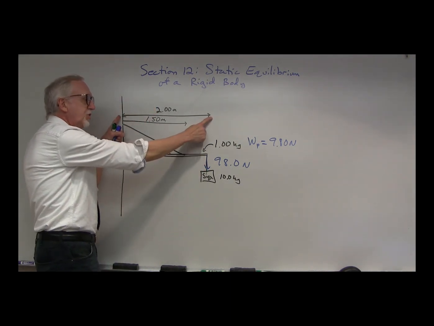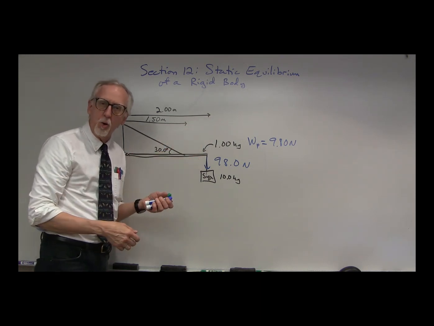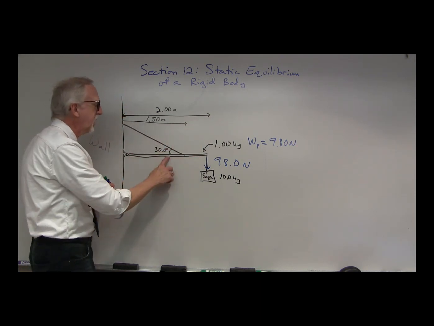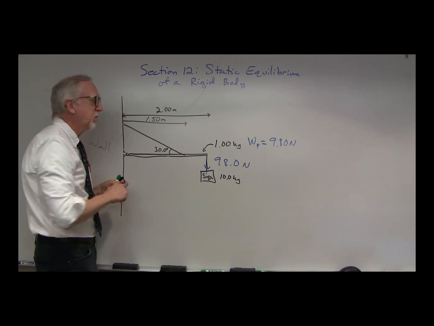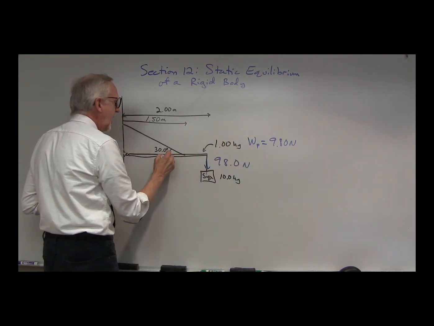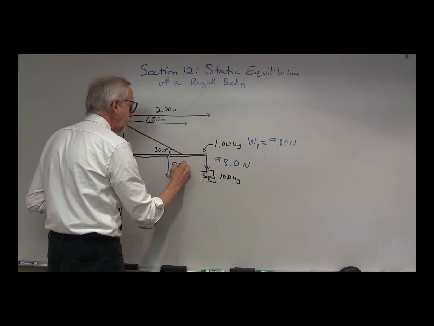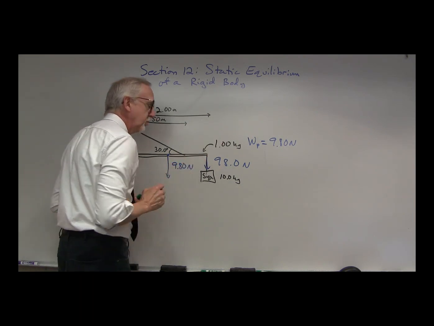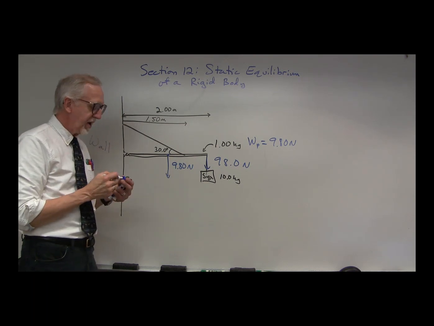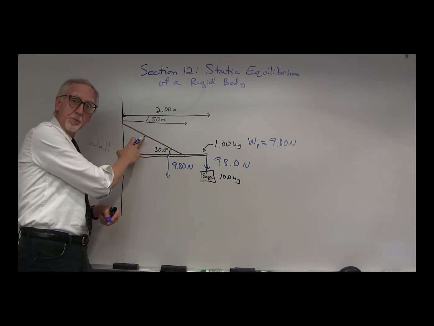Well, where is the center of mass of the pole? Let's imagine the pole is 2 meters long. It's a uniform pole, we'll assume. The center of mass would be right in the middle. So we will assume that the weight of the pole acts at the middle of the pole, straight down, with a magnitude of 9.80 newtons. Okay, great. What else?